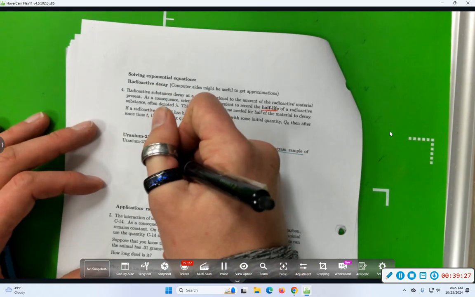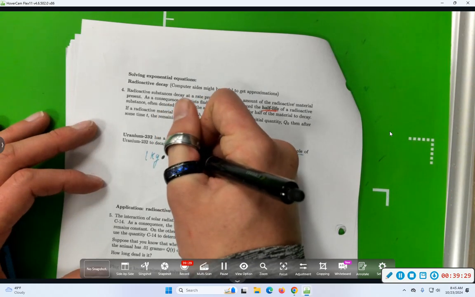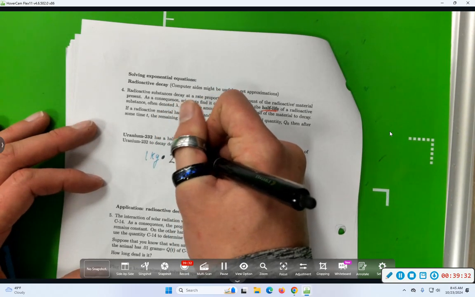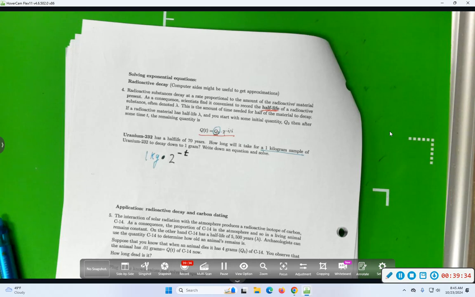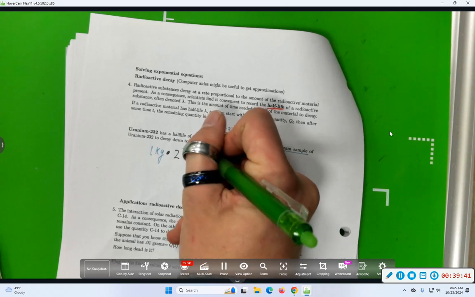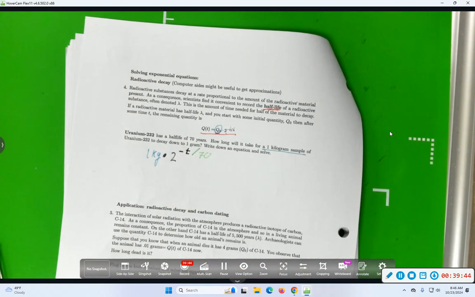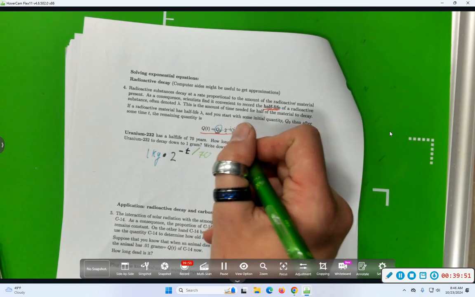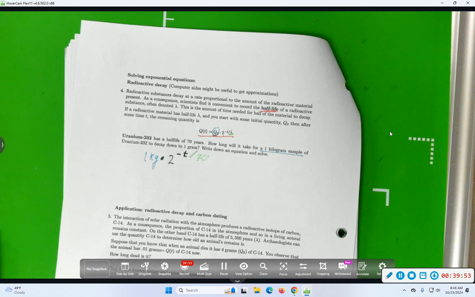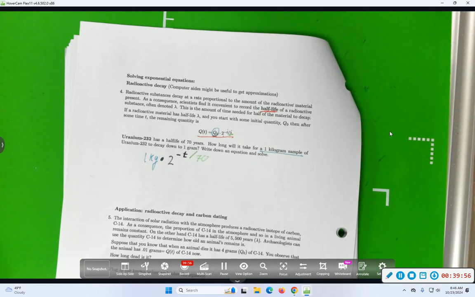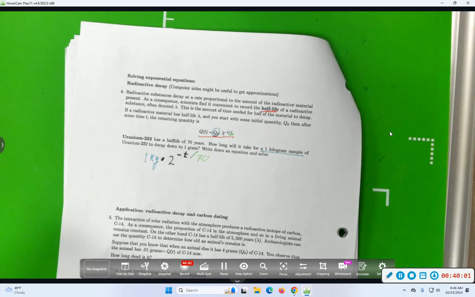times 2 to the negative. t is the thing that I need to solve for, so it'll be a variable. Do I know the half-life? What's the half-life? 70. Does that pen show up okay, even if you're in the back? Okay. And Q of t is the quantity at any given time. What's the amount that I am waiting for the substance to get down to? 1 gram.